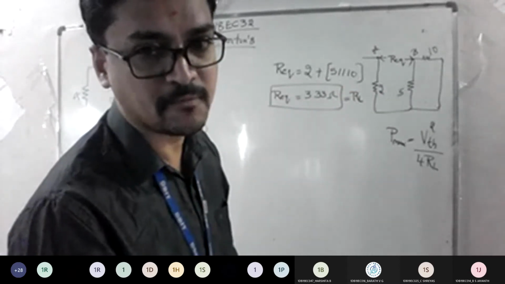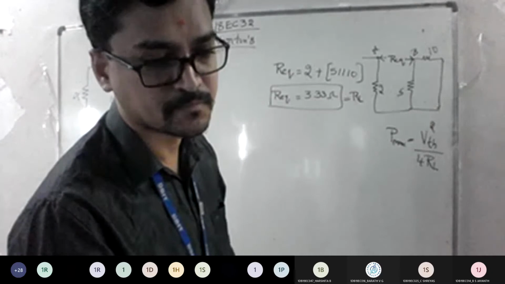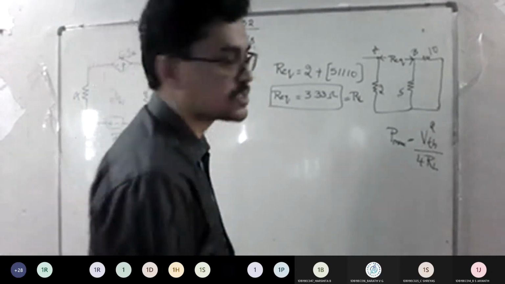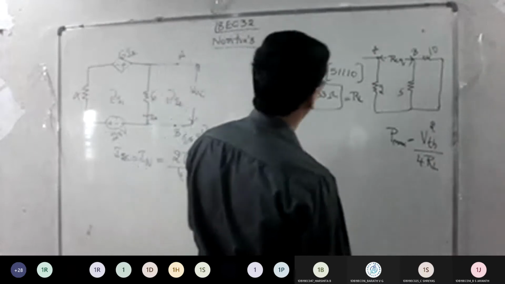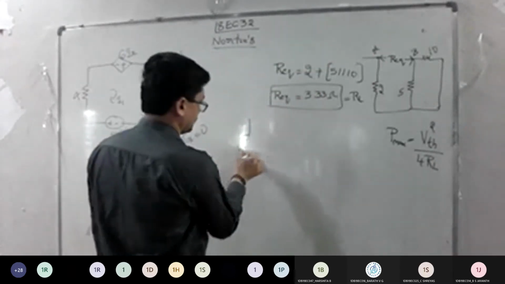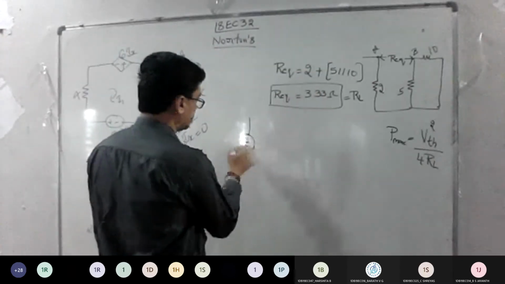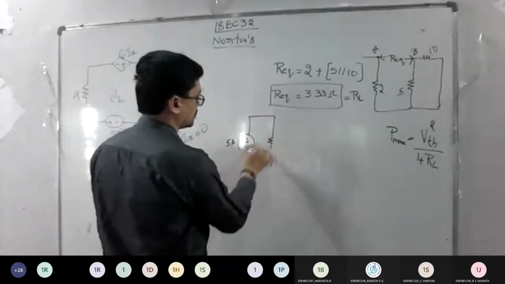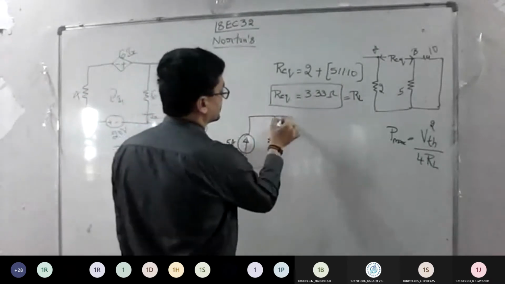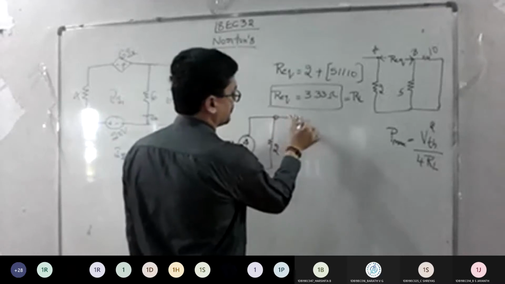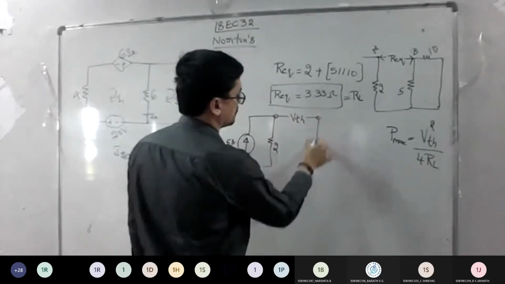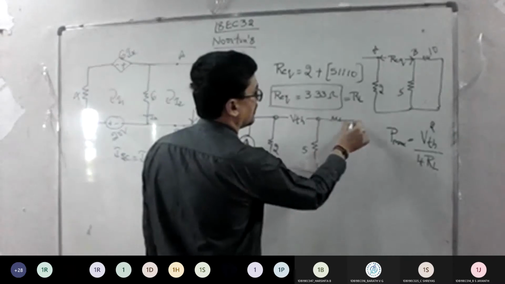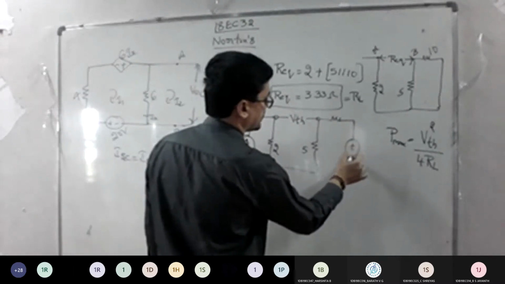Okay, next. How will you find VTH now? To find VTH, replace back the network. So there was a current source. Then the 2 ohm, and this is the junction where I should mark VTH. Then the 5 ohm is there and the 10 ohm is there. And what about this supply? How much do I get?